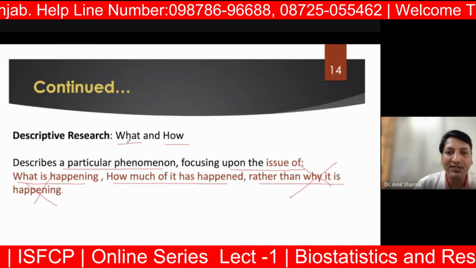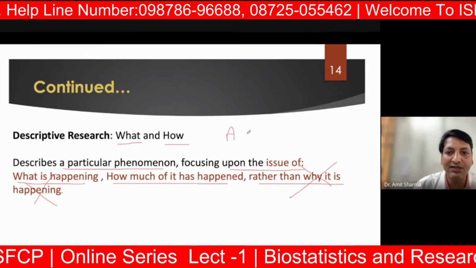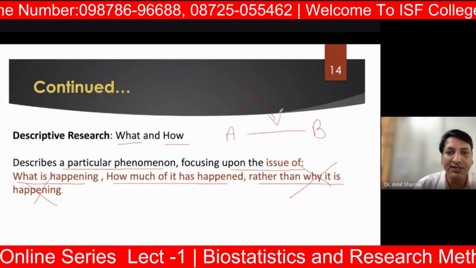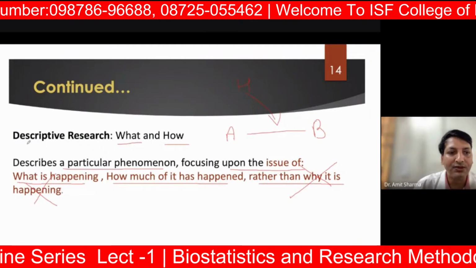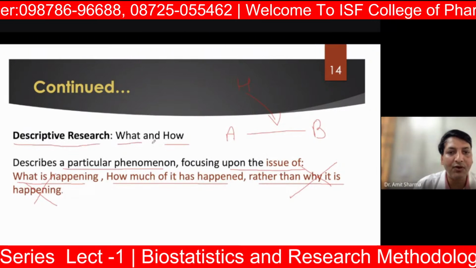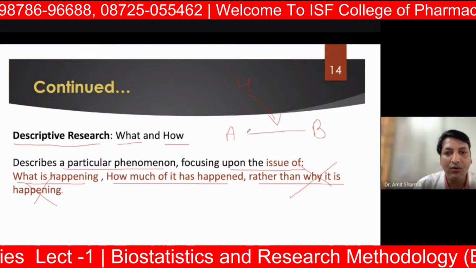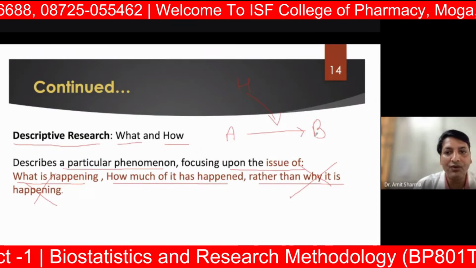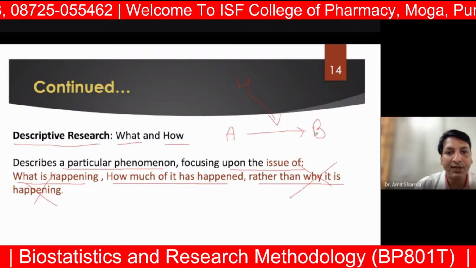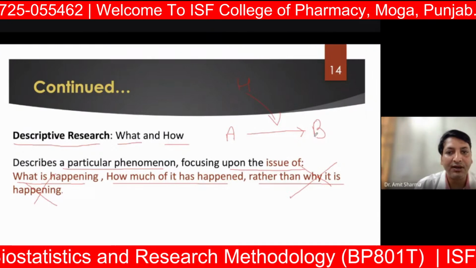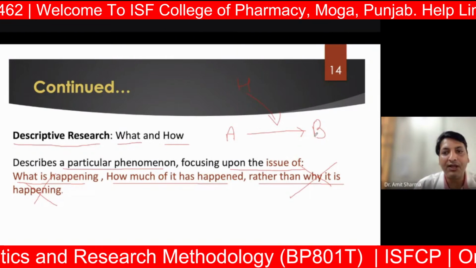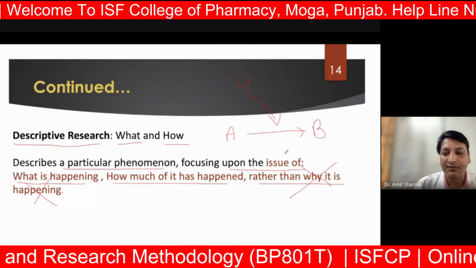If I take the same example, that A is causing B, this is our hypothesis that A is causing B. So in descriptive research, you will try to find out what and how A is causing B, that is, how smoking is causing cancer. Clear? So the answer of why you are going to get in the analytical.